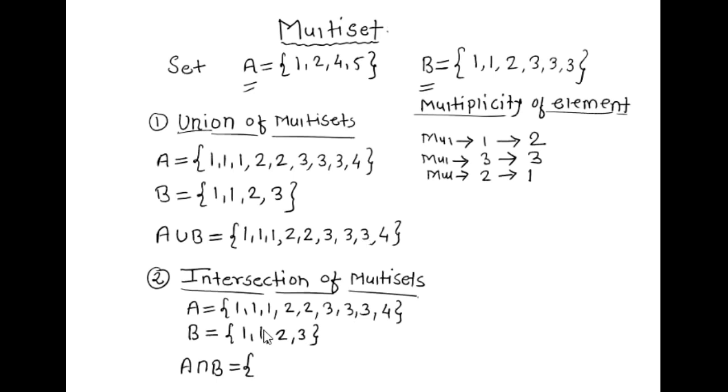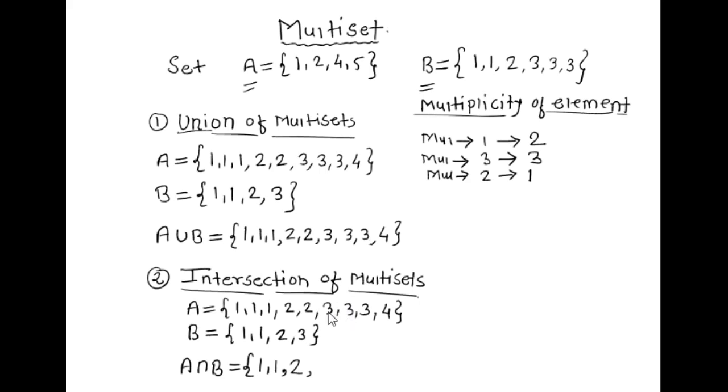Hence I should include 1 twice in the intersection. The next is element 2. Element 2 appears twice in set A, whereas it appears only once in set B. So the minimum occurrence is 1. Hence I should include element 2 only once in the intersection.